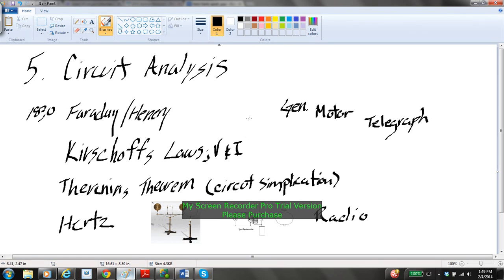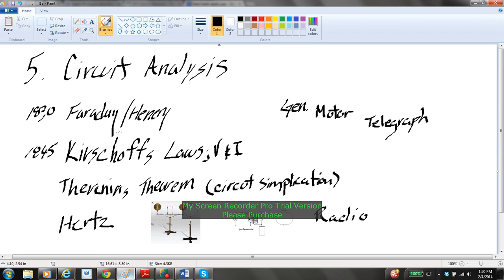Then around 1845, this is where it really begins to take off. Kirchhoff's law basically concerns voltage and current in different circuit paths. The current and voltage law, it's called.